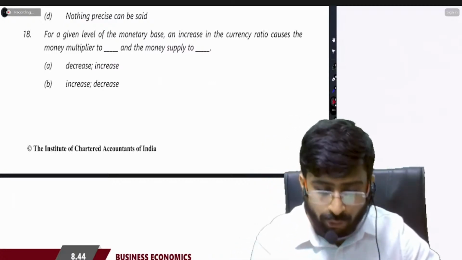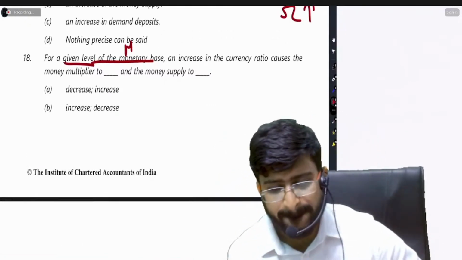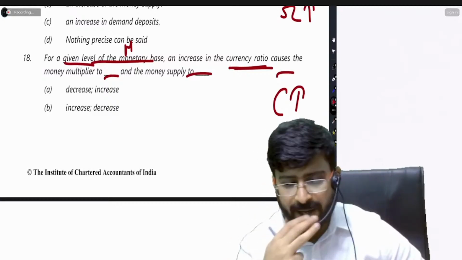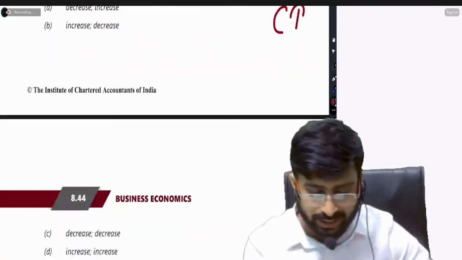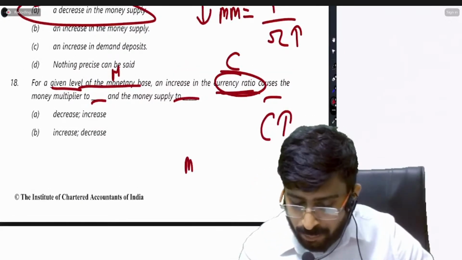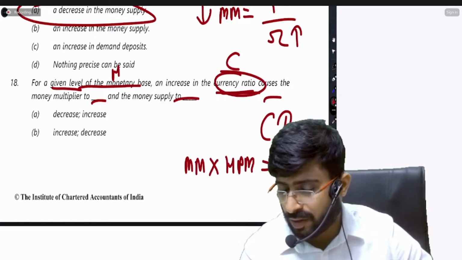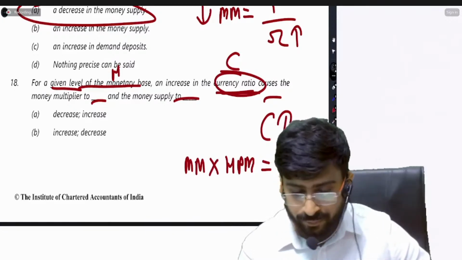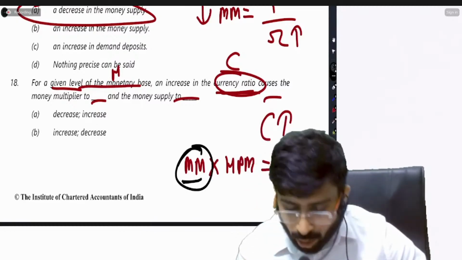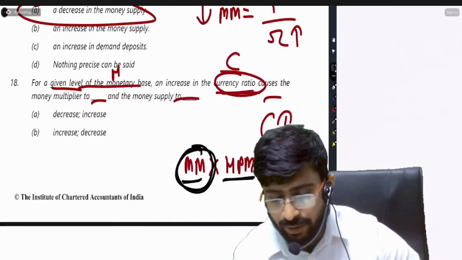Moving on to the 18th question. For a given level of monetary base, again, given means fixed level of high powered money, an increase in currency ratio, C has risen, causes the multiplier to dash and the money supply to dash. Now try to understand something. Money multiplier into high powered money is money supply. So money multiplier and money supply are directly related. If money multiplier rises, money supply also rises, and if money multiplier falls, money supply also falls. Now high powered money is constant.